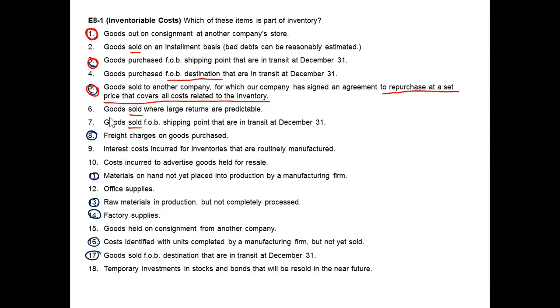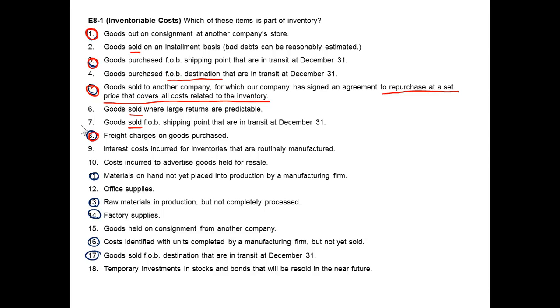8, freight charges, meaning it's the FOB shipping or the FOB destination costs of freight that you pay to UPS or FedEx or the Postal Service, are part of the cost of getting the inventory to your premises. So freight charges or freight in is a cost of inventory and is included in inventory.